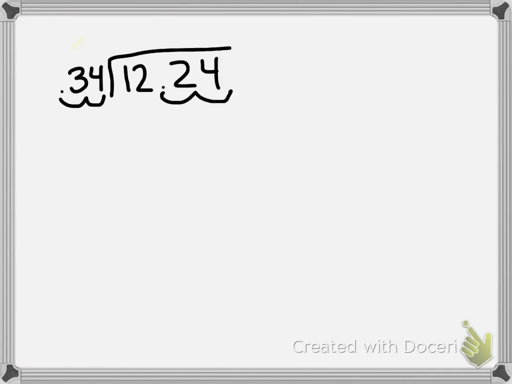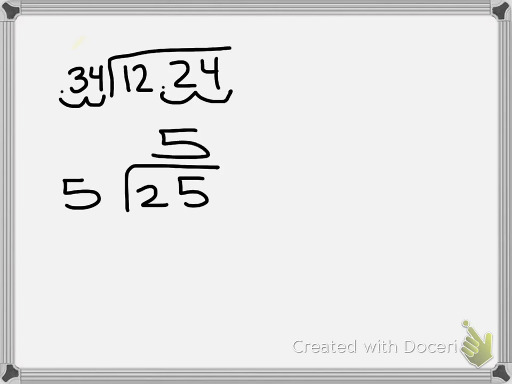Let me explain really quick why this works. Let's say you're doing a problem like 25 divided by 5. And you know the answer is 5, right? But what if we did the same thing to this problem that we did to the other problem, which is multiply both of them by 100? Well, this would be 500, and this would be 2,500. And guess what? The answer would still be 5.